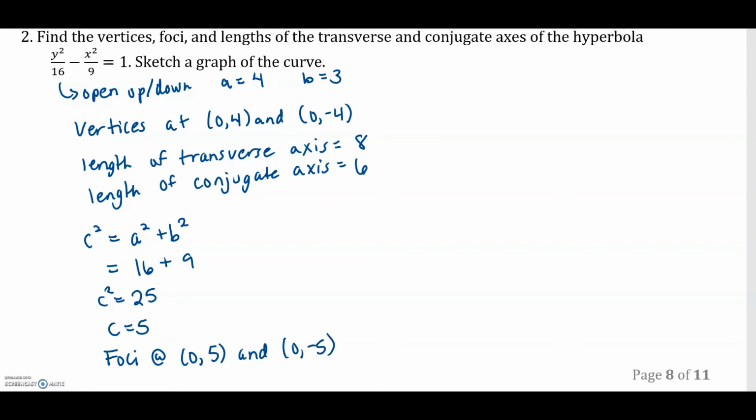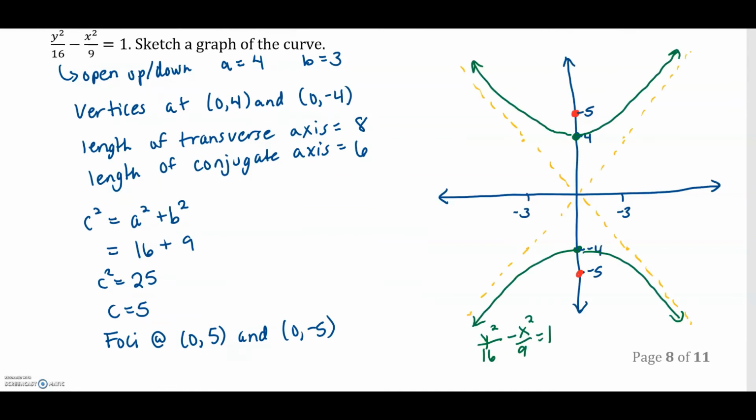Now take a moment and sketch this curve that opens up and down and compare your work to what's written here. So here we have the graph of y squared over 16 minus x squared over 9 is equal to 1. And we can see the asymptotes as well as the vertices, the foci, and the co-vertices of our graph.